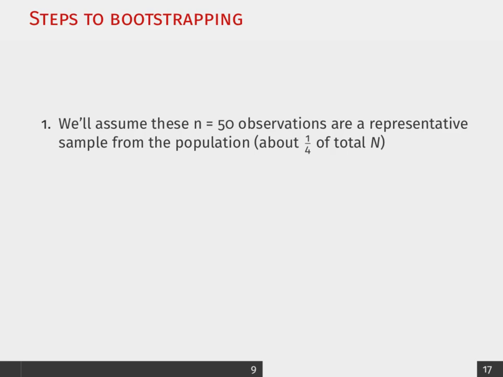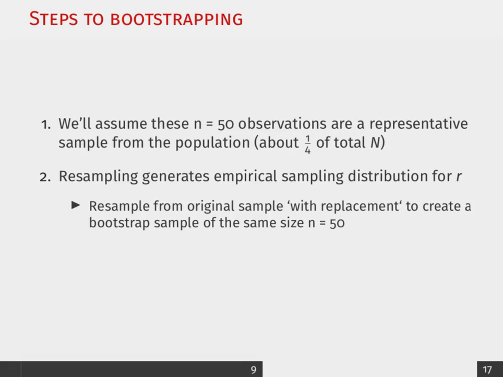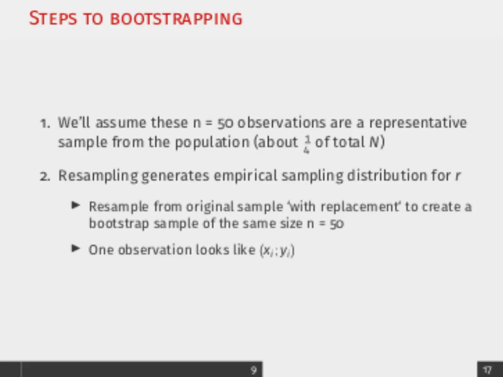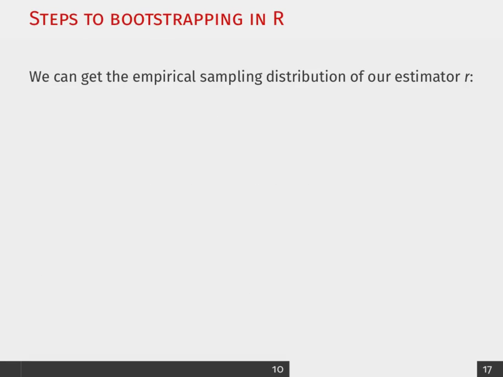So to start, we're going to assume that we're going to take a representative sample from the population. So we're going to use about a fourth of our total N here. In that case, it's going to be about 50. And when we resample, this is going to give us an empirical sampling distribution from R. So we're going to do sampling with replacement. And one observation is going to have one X, a reported weight, and one Y, an actual weight, and we're going to get an estimate finally of the correlation coefficient.